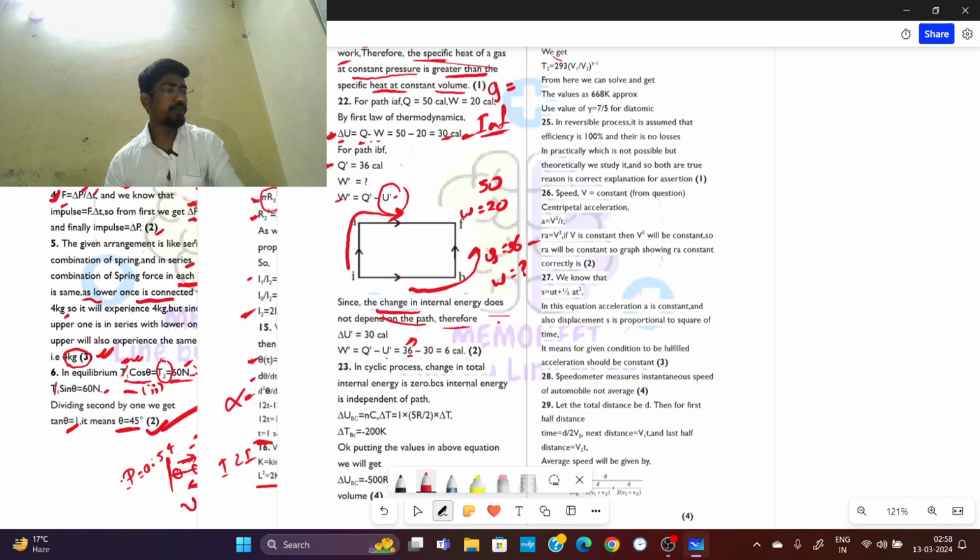Question 23. 1 mole of diatomic ideal gas undergoes a cyclic process ABC, as shown in the figure. You can all see the figure, the ABC path like this. BC here is the adiabatic process. The temperatures at A, B, C are 400, 800 and 600. Choose the correct statement.